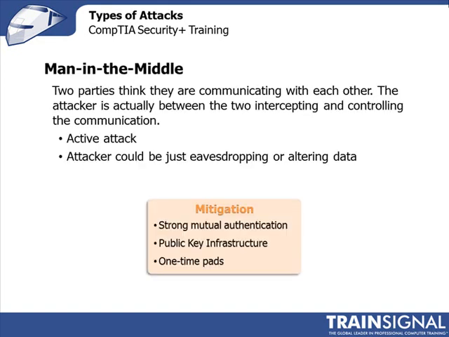Now, a man-in-the-middle attack is where two parties think they are communicating with each other, but the attacker is actually between the two, intercepting and controlling the communication. And neither of the two nodes know that this is happening. And this is an active attack. The attacker could be just eavesdropping, or could be altering or redirecting the data. They really have full control.